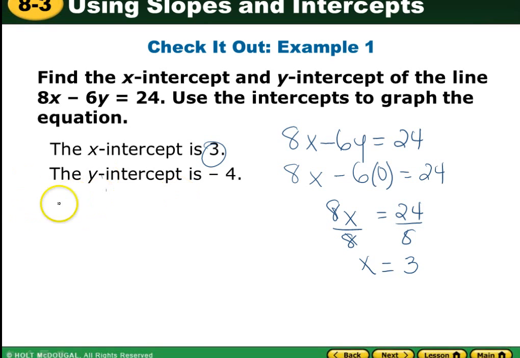Let's do the y-intercept on this side. Alright, so it says we need to find y in this case, so now we are going to replace x with 0.